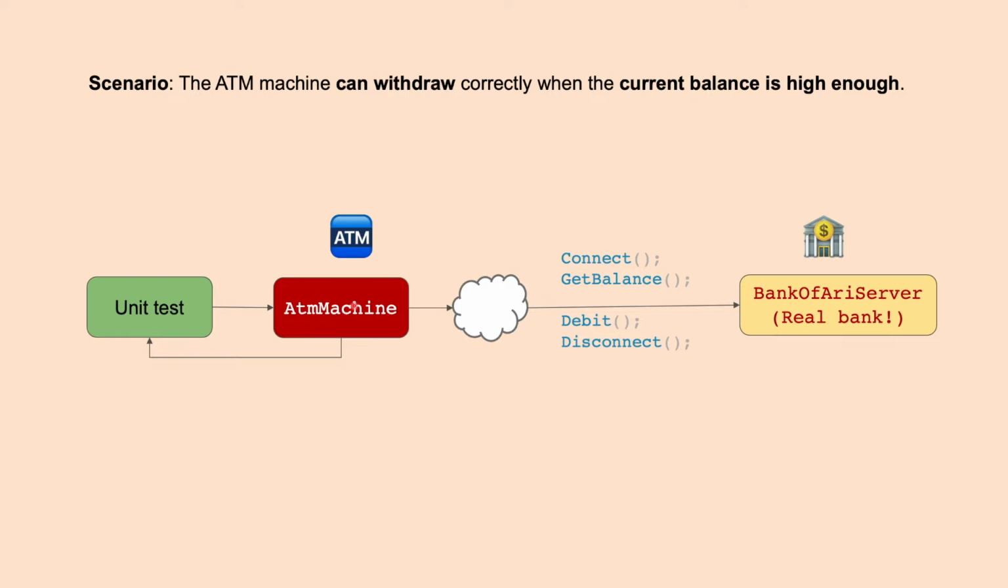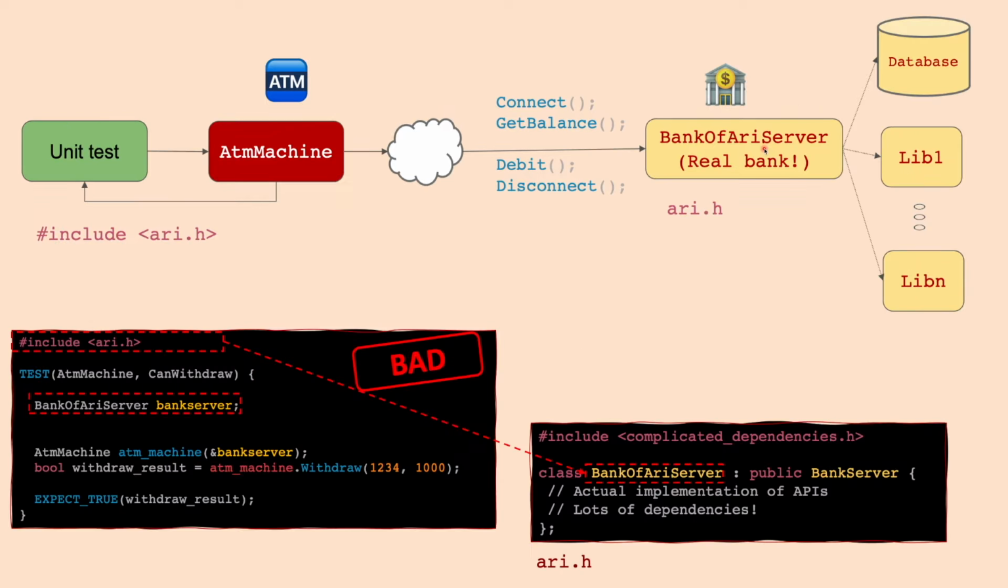So the ATM machine has to first make sure the internet connection works, and then it has to call these APIs that this bank server provides in order to be able to call its withdraw function. So what does this really mean? The implementation of this real bank server requires a database, a bunch of libraries, and probably a lot more.